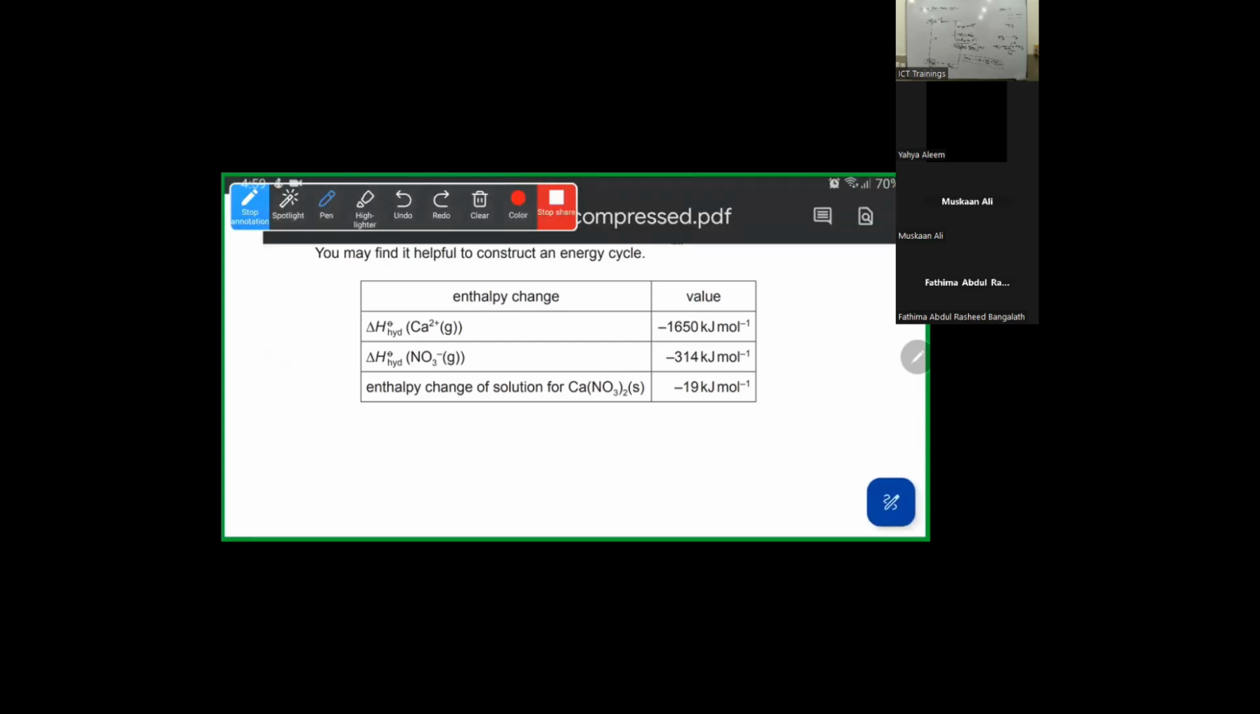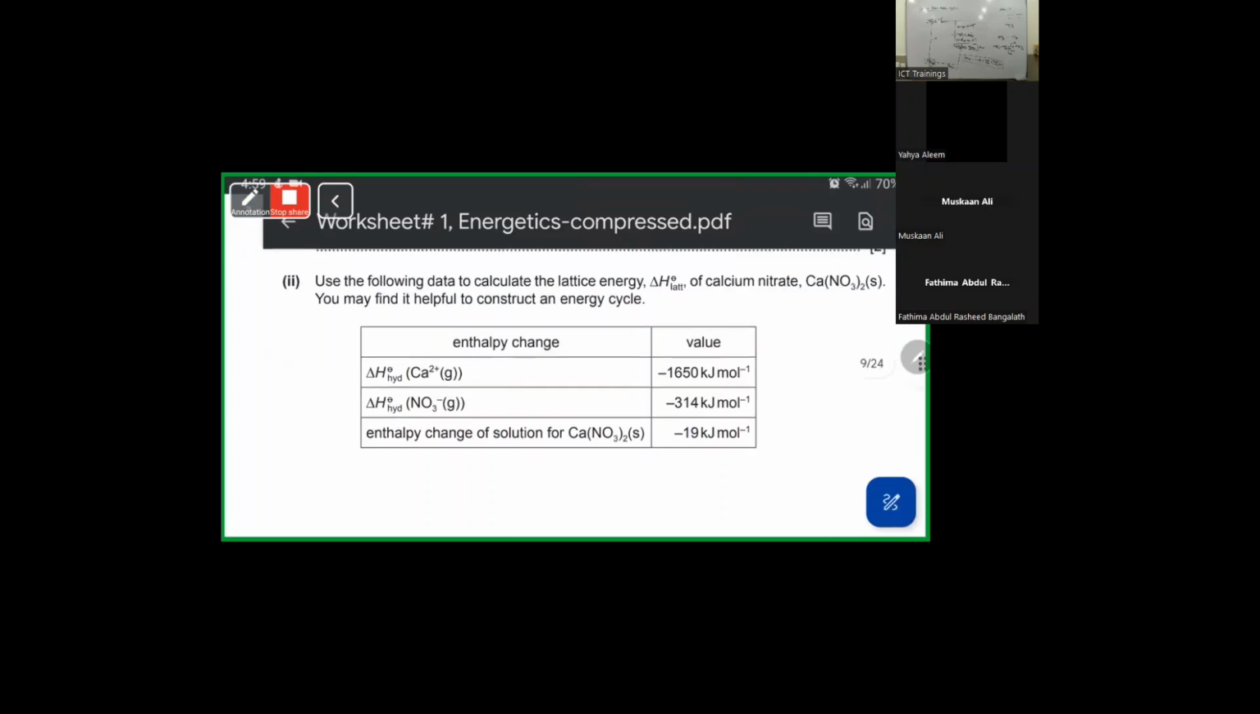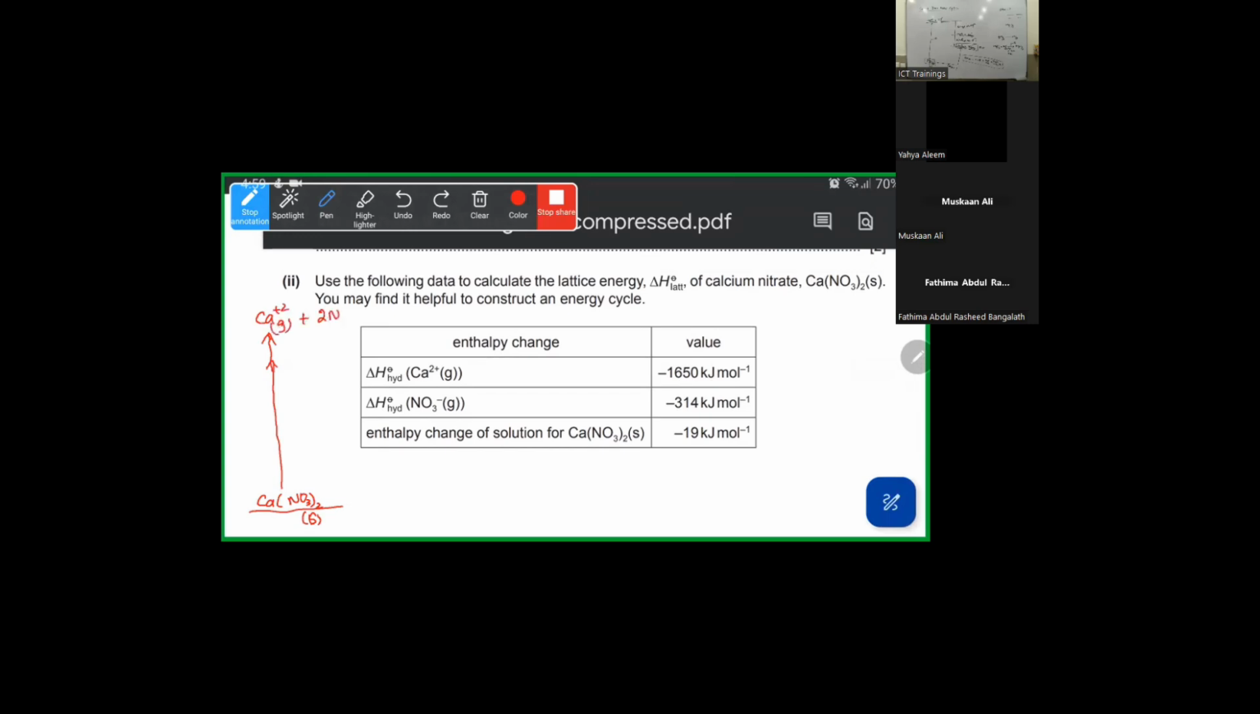Okay, first of all we draw the cycle. We are going to draw the cycle, so let's start with it. First of all, my dear students, you should write calcium nitrate, Ca(NO3) whole twice. This is a solid thing. Okay, then you should change it into gaseous ions, so calcium 2+ gaseous form and 2 nitrate that is gaseous form as well. So this is the reverse of lattice energy.